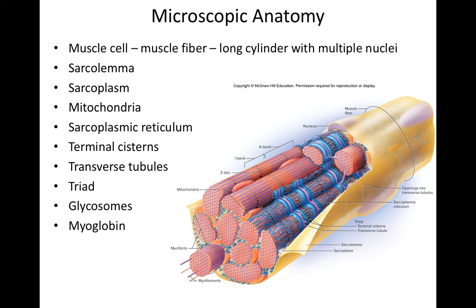Myoglobin stores some oxygen in the muscles. Again, this is to drive ATP production. The mitochondria function better when we've got oxygen available for them to utilize. So all of these things, the multiple mitochondria, the glycosomes, the myoglobin, this is all driven by the fact that this cell requires a huge amount of energy.